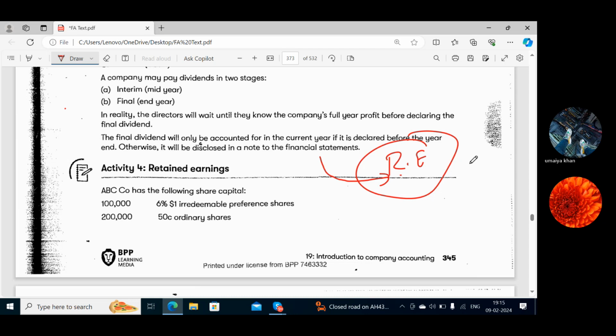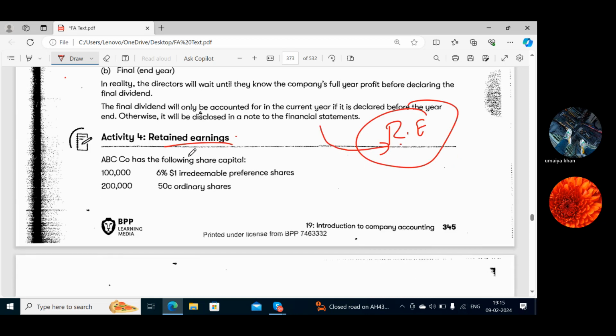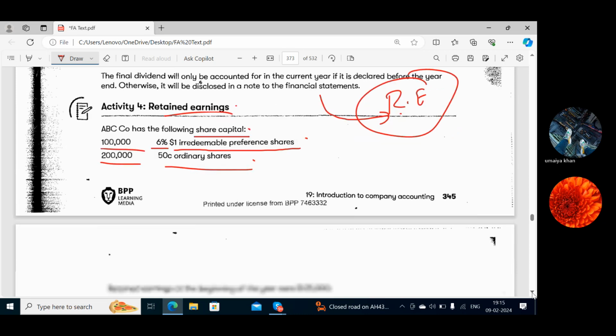Okay, so let's do an activity here. Activity 4 is based upon retained earnings. ABC company has the following share capital: 1 lakh, 6%, $1 irredeemable preference shares, and 2 lakh 50 cents ordinary shares. So the data is given here. There is 1 lakh, 6%. The 6% shows the dividend which would be paid for the irredeemable preference shares.